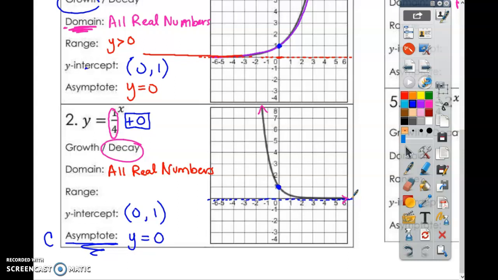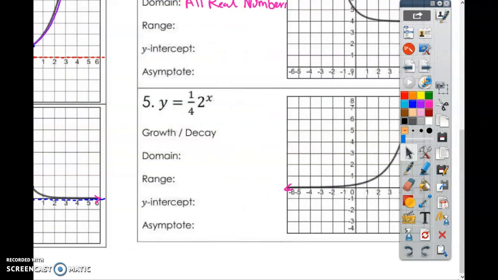Then, the range. The range starts right here at 0 and it's going up, right? So it's from 0 all the way up. So it's y greater than 0. All the numbers y greater than 0. All right, let's do a few more. Go to problem 3.